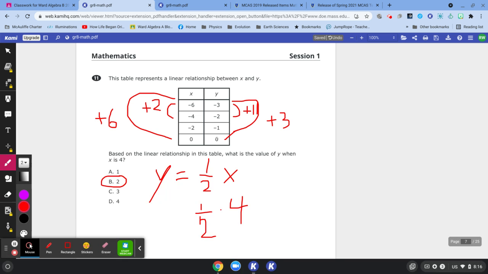Okay, and a key piece of information: if this was not 0, 0, there would be a little more complication. You'd find the change between the y's and the change between the x's, and you'd test a couple of them to make sure. We were told it was linear, so it was going to work for all of them. But if we weren't told it was linear, you might want to test a couple combinations, and you'll end up with equivalent fractions if it is linear.